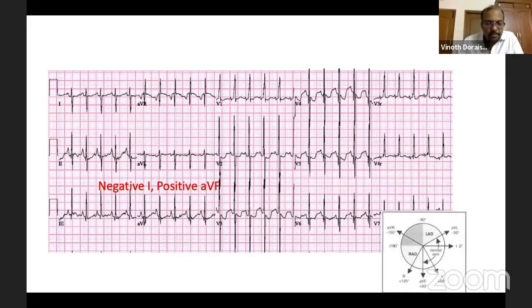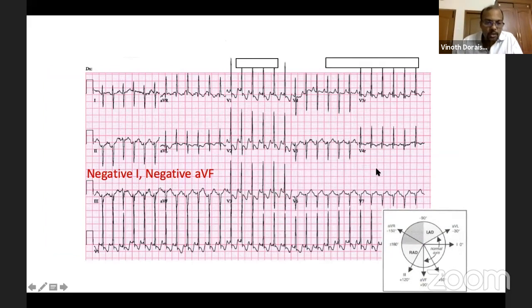Now coming to some examples. So we want to calculate the axis. We're calculating by the quadrant method to make it easier. So we know that lead 1 is negative. Lead AVF is positive. So if lead 1 is negative and lead AVF is positive, it will be in the right lower quadrant. So this is the right axis deviation.